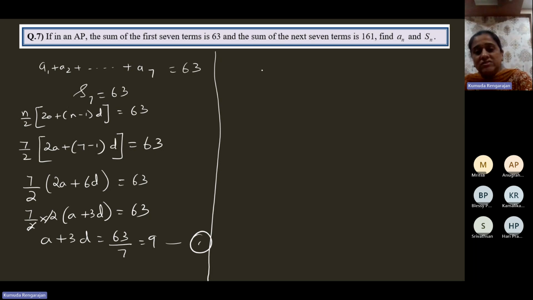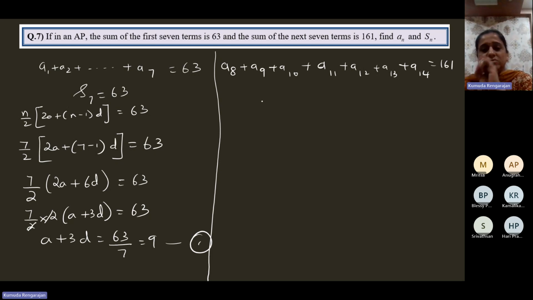The sum of the next 7 terms. Next 7 terms meaning A8 plus A9 plus A10 plus A11 plus A12 plus A13 plus A14 is equal to 161. After the 7th term, A8, 9, 10, 11, 12, 13, 14, 7 terms. The next 7 terms are from the 8th term to the 14th term, and the sum of these terms is 161.